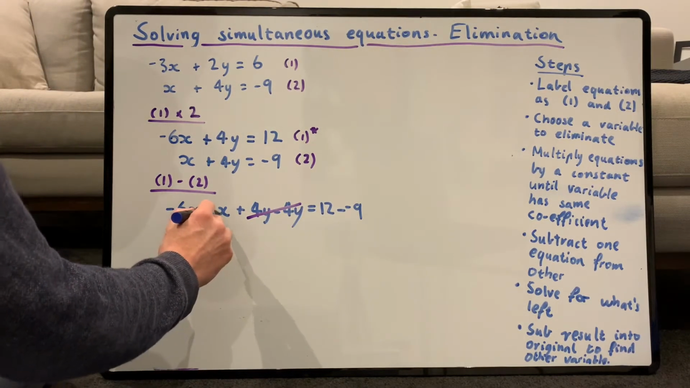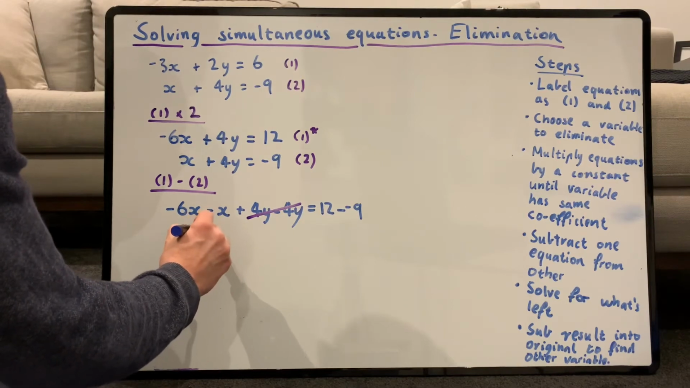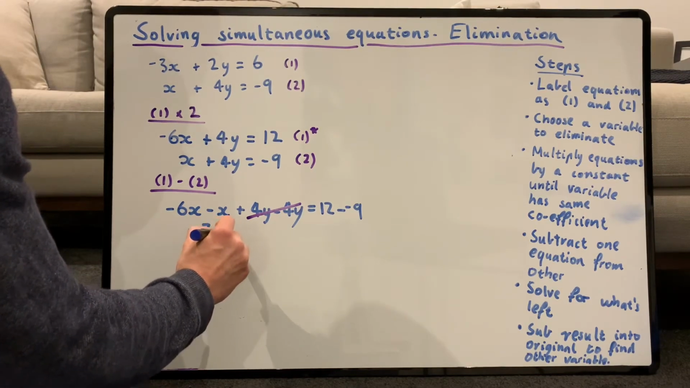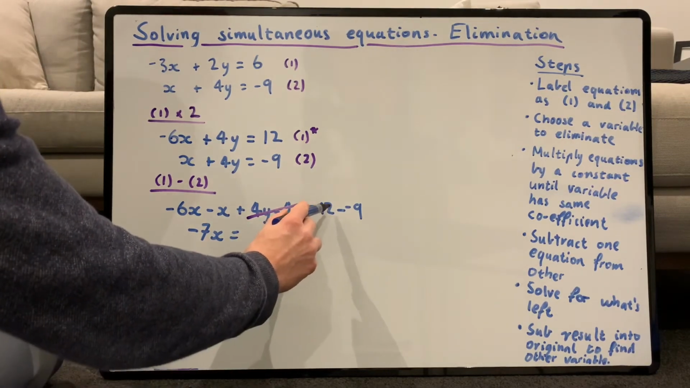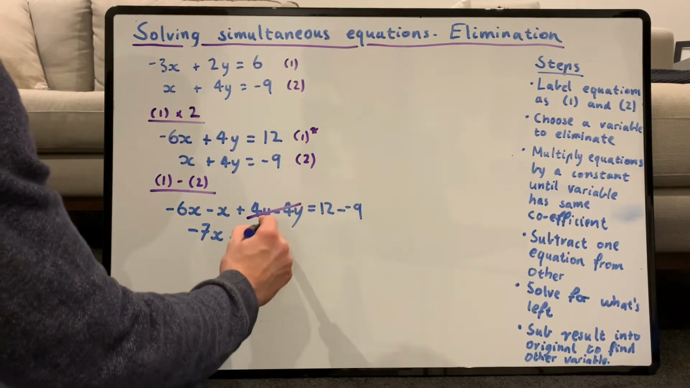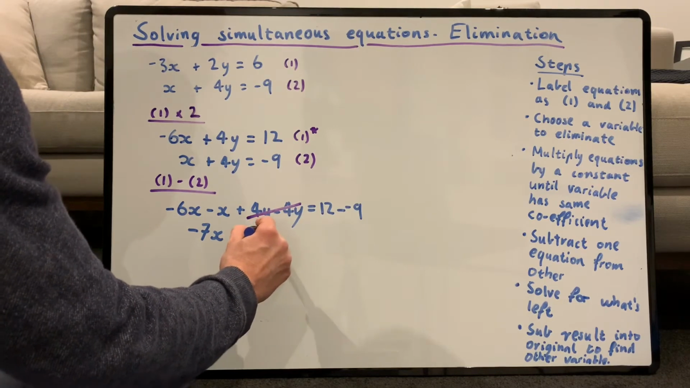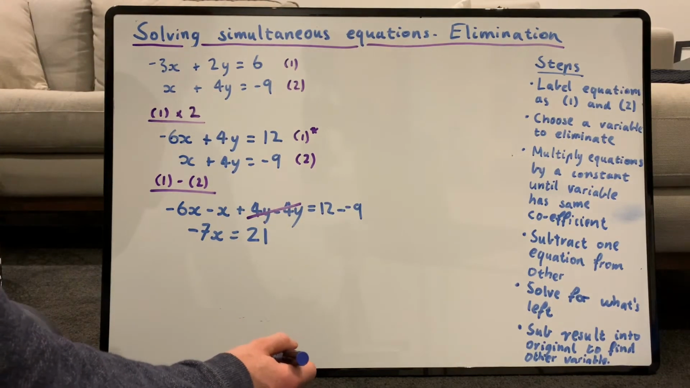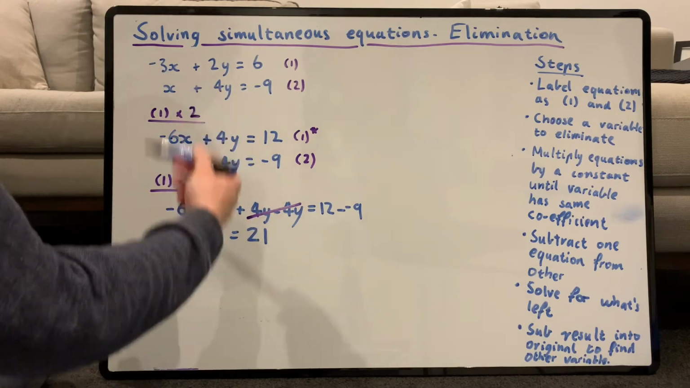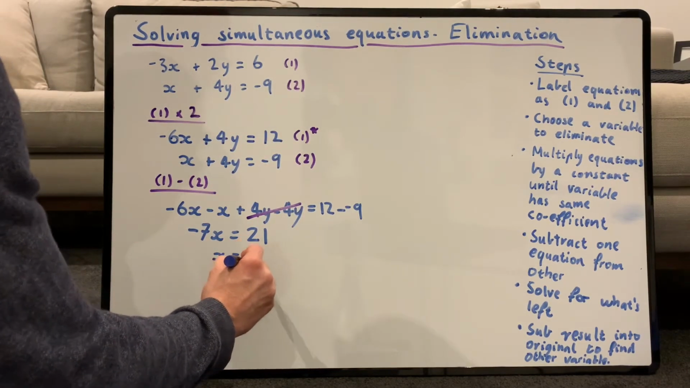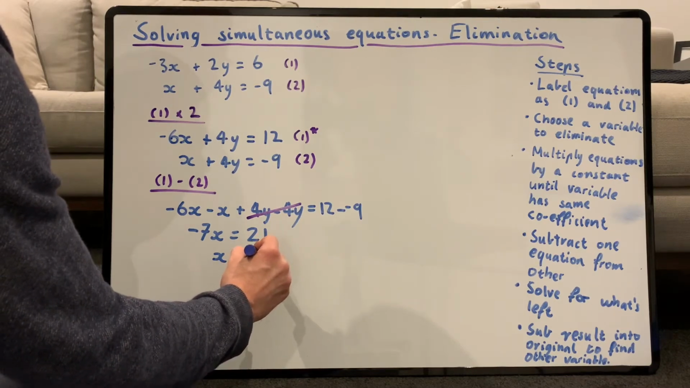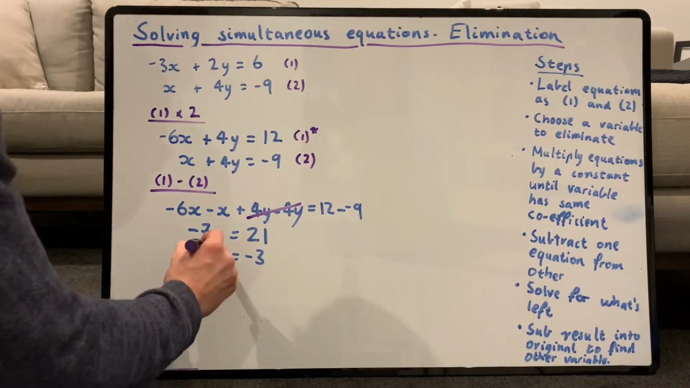Negative 6x minus x is negative 7x. 12 minus negative 9 is 21. It's not too bad. Divide through by negative 7. x equals negative 3. Good.